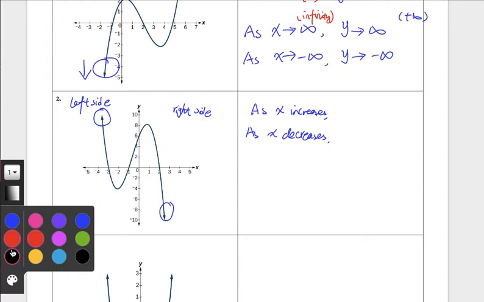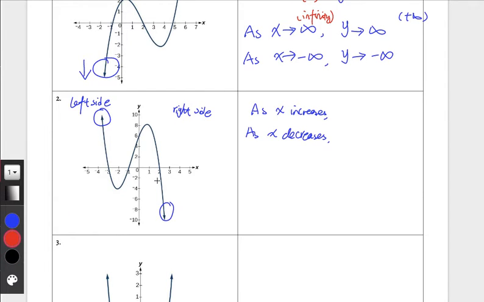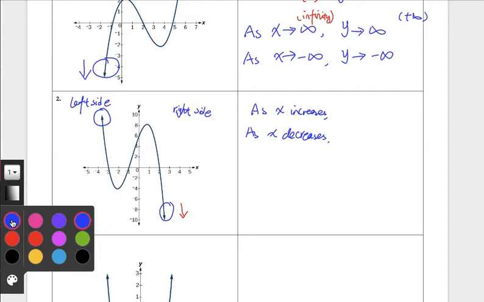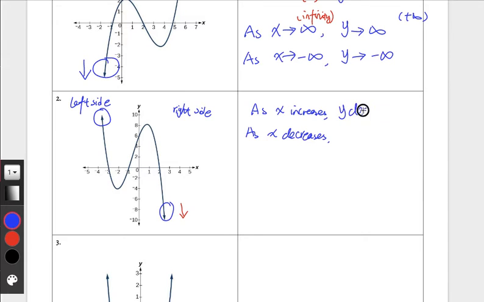If we pay attention this time, for the right side, when x is getting bigger and bigger, y is actually going down. So that indicates y decreases. And for x decreases, I mean for the left side, as x goes to -10, -20, -1000, as you can see, y is actually going up. So that means y increases. You see, sometimes y acts very differently compared to x.